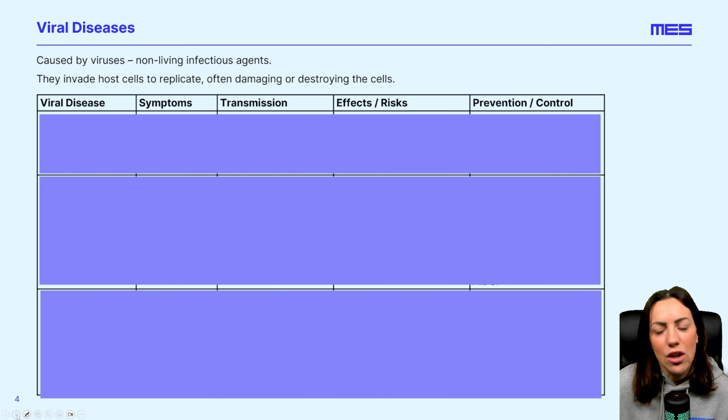Let's go through now and look at specific diseases that are on your specification. So we're going to split them into viral, bacterial, fungal, and protist. So viral diseases are obviously caused by viruses.